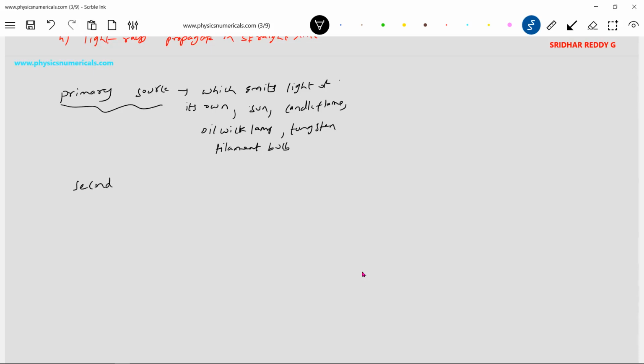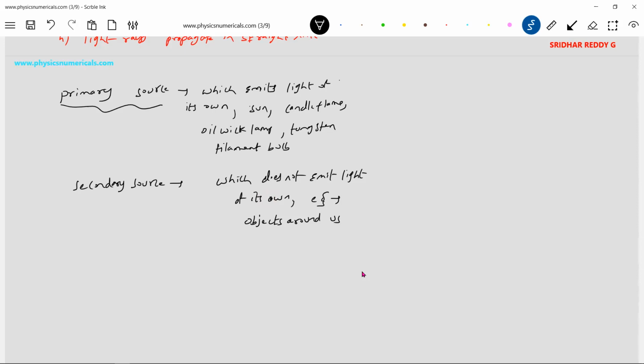Next, we have secondary source, which does not emit light of its own. A good example is objects around us. All these objects around us, they don't emit light.